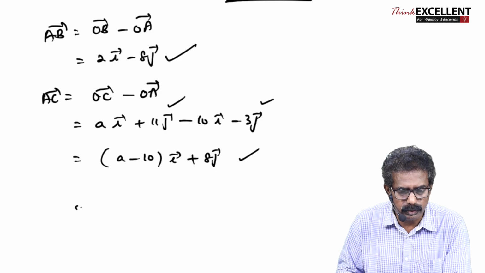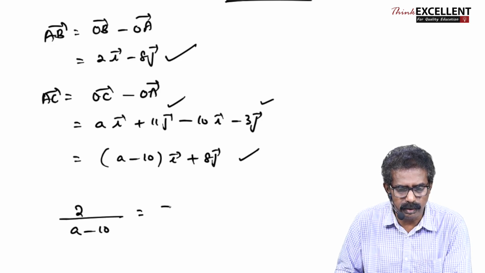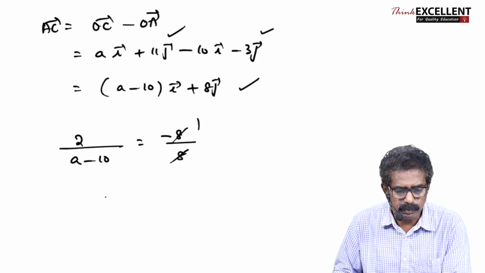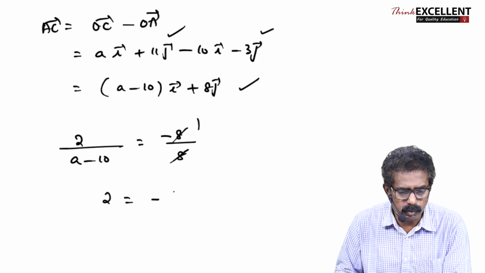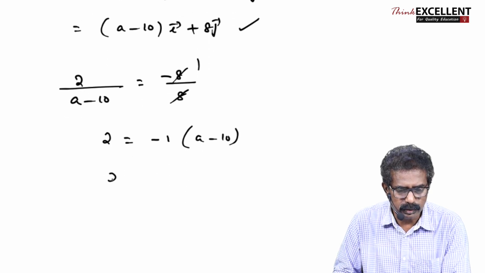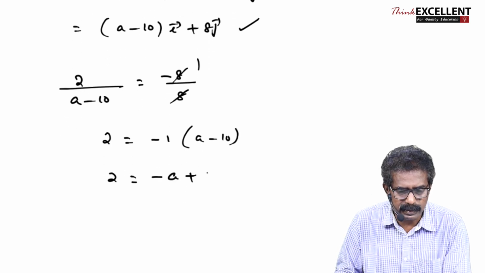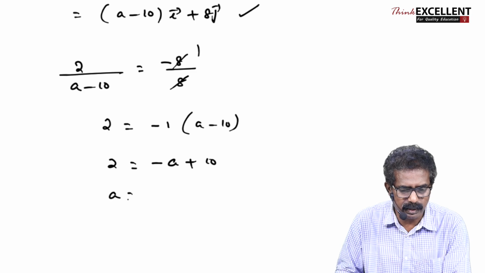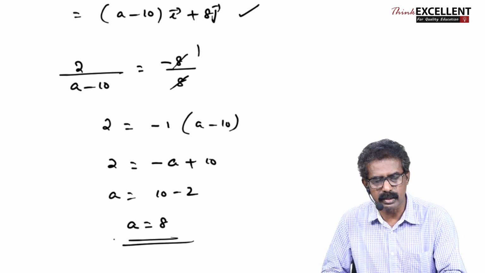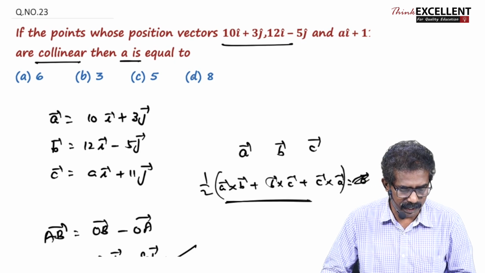I coefficient 2 by A minus 10 equal to j coefficient minus 8 by plus 8, right? You cancel, you are getting 1 here. So cross multiply: 2 equal to minus 1 into A minus 10. So you are getting 2 equal to minus A plus 10. Bring that minus A here. A equal to 10 minus 2. So A equal to 8. So this is the easiest way to find this A value.